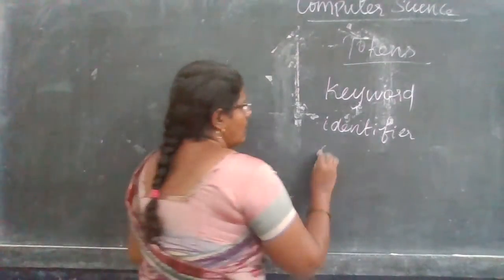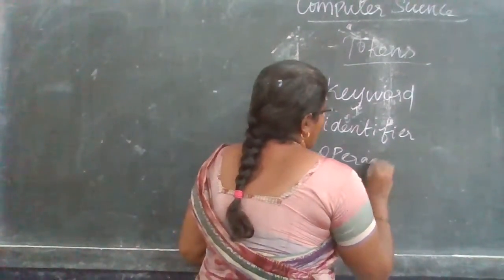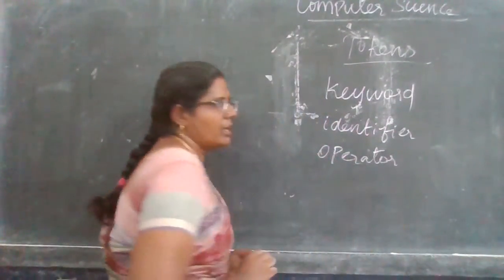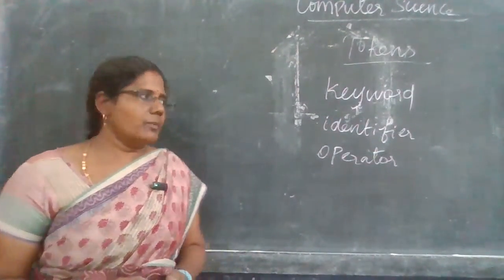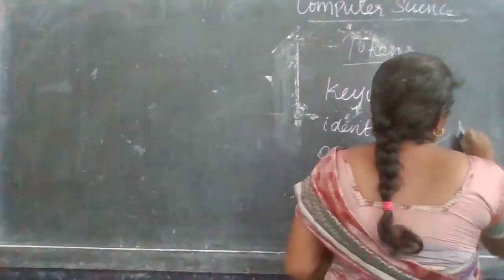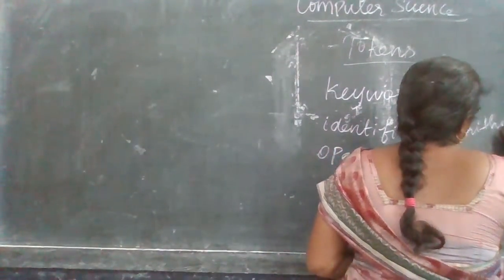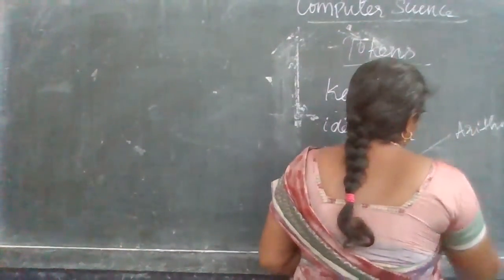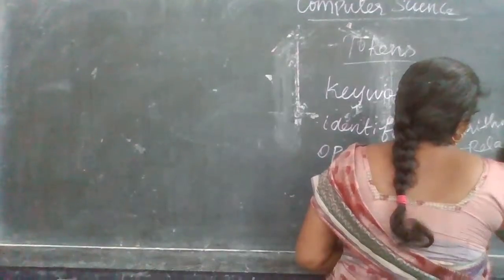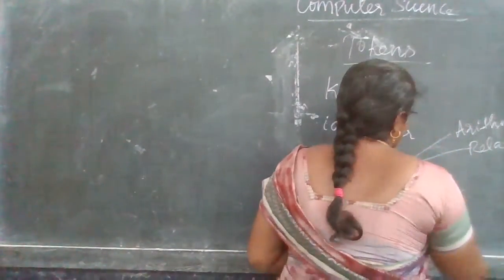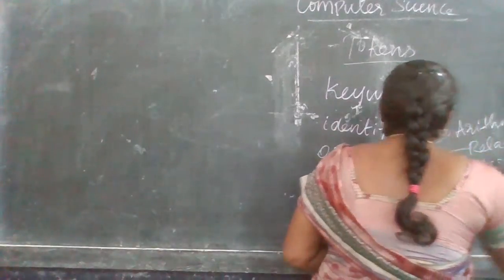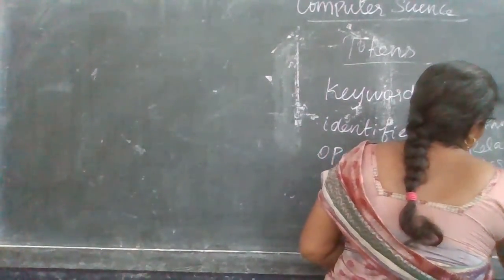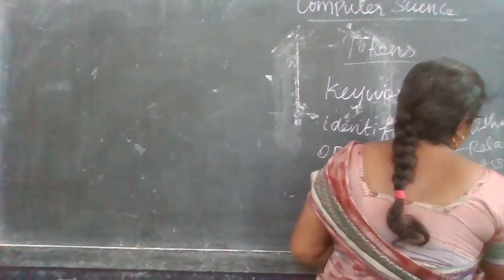Next, we see operator. Operator is nothing but a symbol. It performs some operation on operands and produces the result. The types of operators we are seeing are arithmetic operator, relational operator, assignment operator, logical operator, conditional operator.